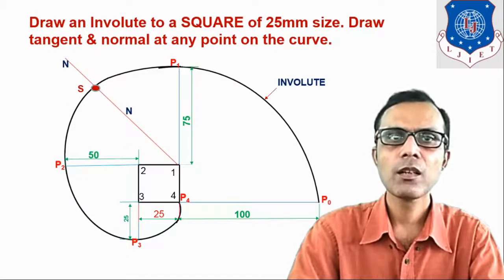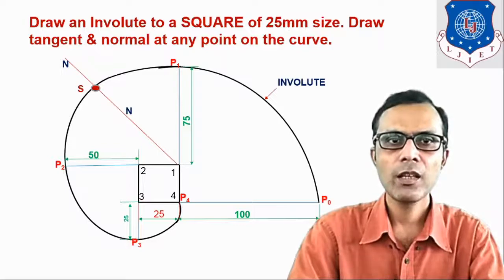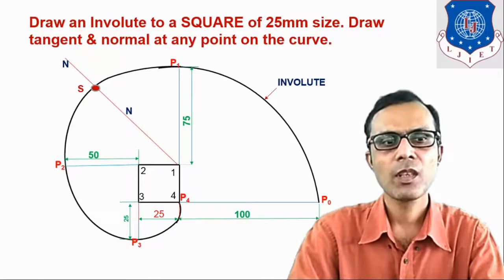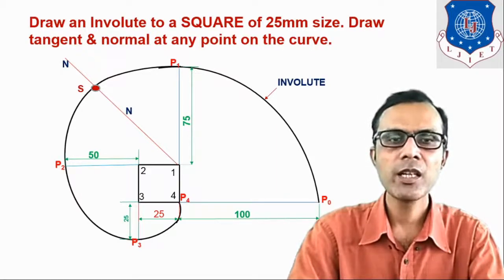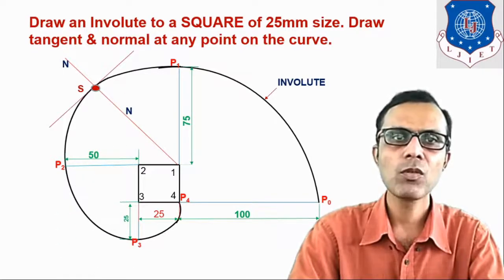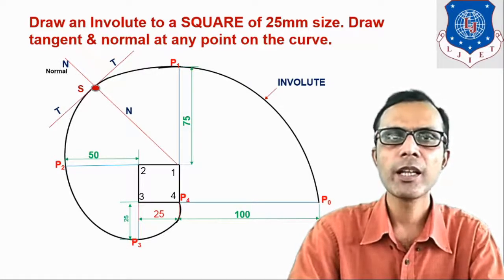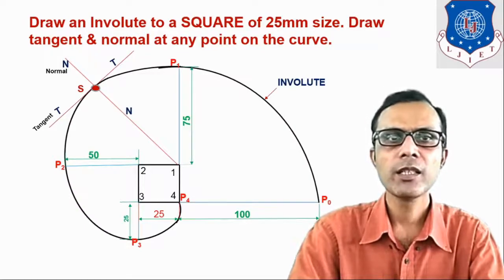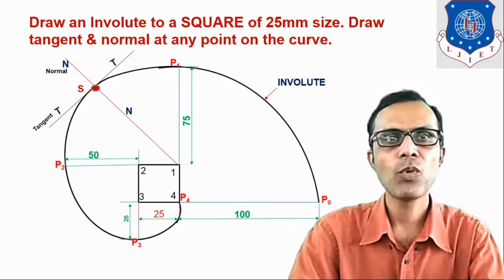This line is the NN line and it is known as the normal. We know that tangent and normal are always perpendicular to each other. So from point S, now we will draw a perpendicular line. That line is known as the tangent. So NN is the normal and TT is the tangent at the given point S.